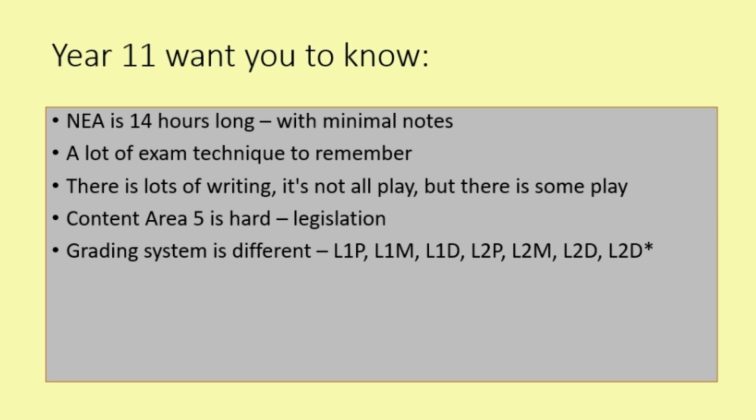And the other thing just to note is that the grading system is different from your other GCSEs. We have level 1, pass, merit and distinction. We're not interested in that. We are interested in level 2, pass, merit, distinction or distinction star. So your target or your indicator will be from level 2 up.